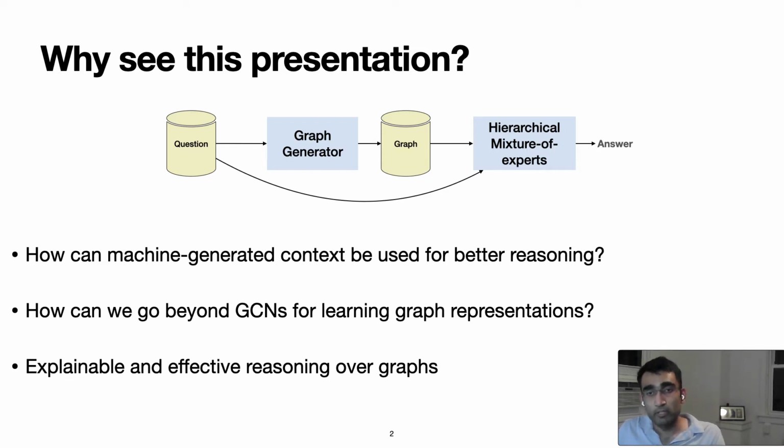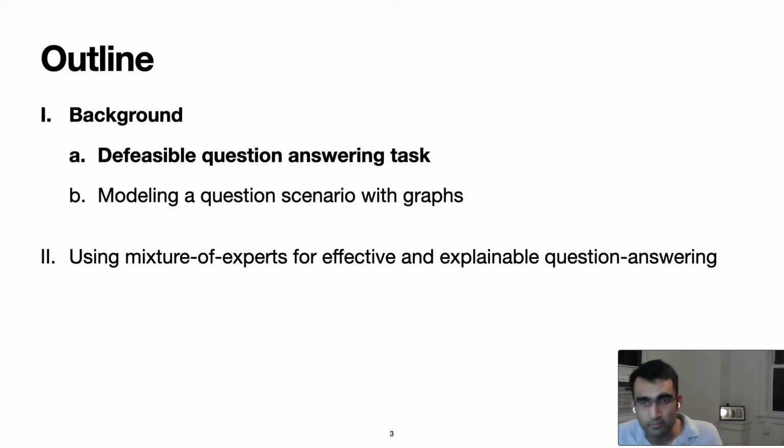In the following slides, we'll try to ask and answer the following questions. How can machine-generated context be used for better reasoning? How can we go beyond GCNs for learning graph representations? And how can we do explainable and effective reasoning over graphs? So with that, let's begin.